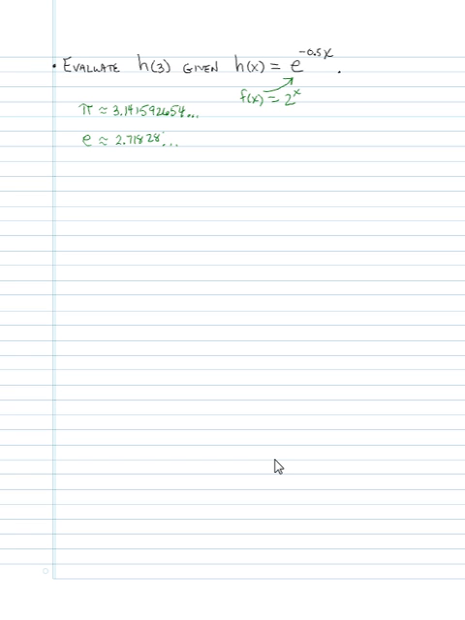Now, I don't know that I'm going to actually get my calculator out, but here's what I want you to realize. When we're using our calculator to calculate this value, here's what we're asked to do.